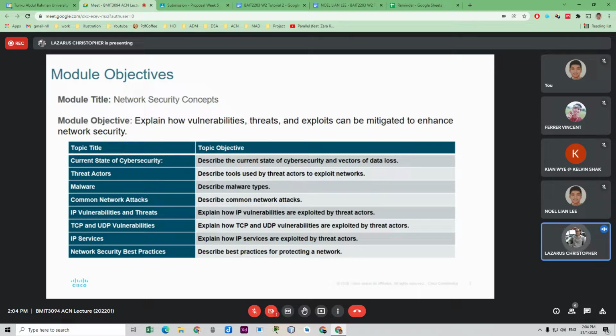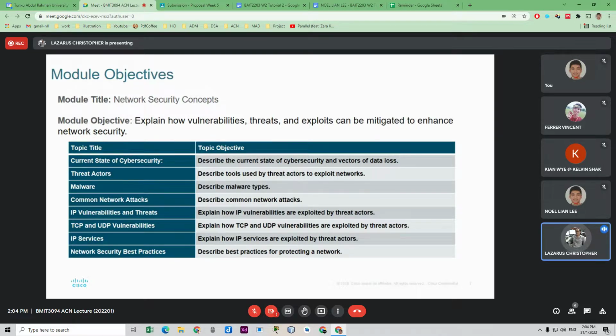In fact, the ICMP implementation is ping. It's actually very useful for us to troubleshoot our network. But the same discovery that we use ping for can also be used by threat actors, but for a different purpose. And then finally, we look at network security best practice.